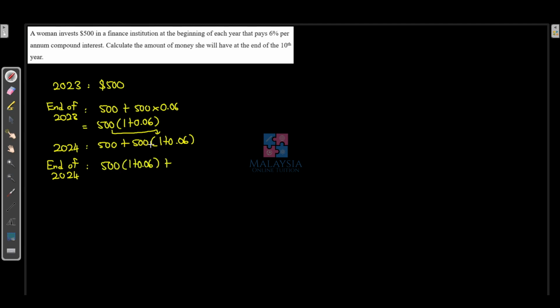And then the amount of money that she has at the end of year 2023 will be experiencing the compound interest for the second time. So then you will have 500, then 1 plus 0.06, and then this one is squared, just like that. So you can see this trend if you continue with year 2025 and so on. Okay, let's just do one more, so that you can see the trend.